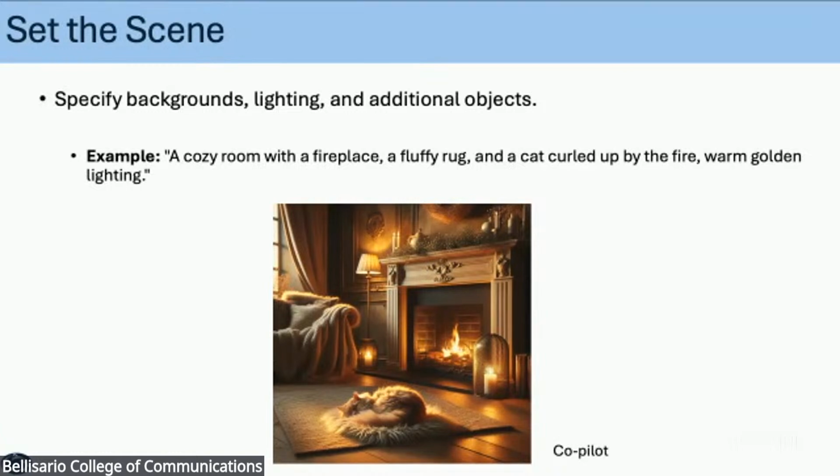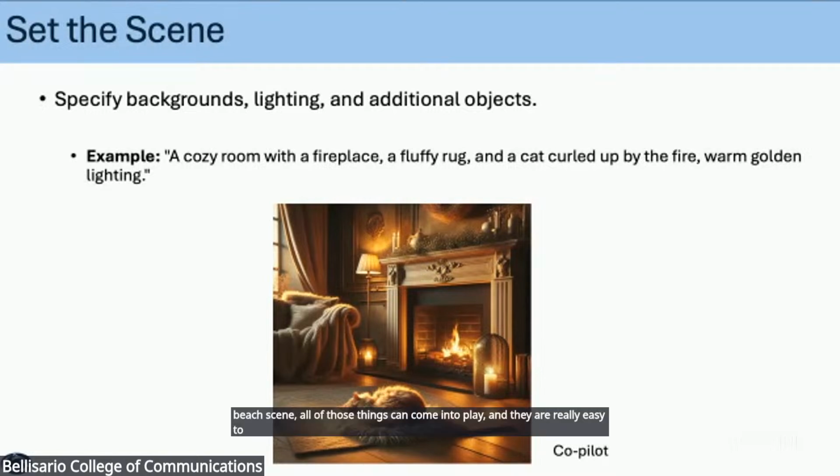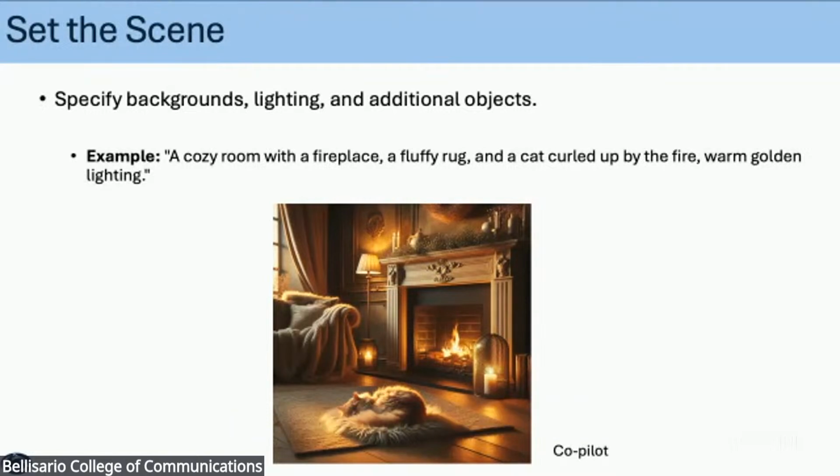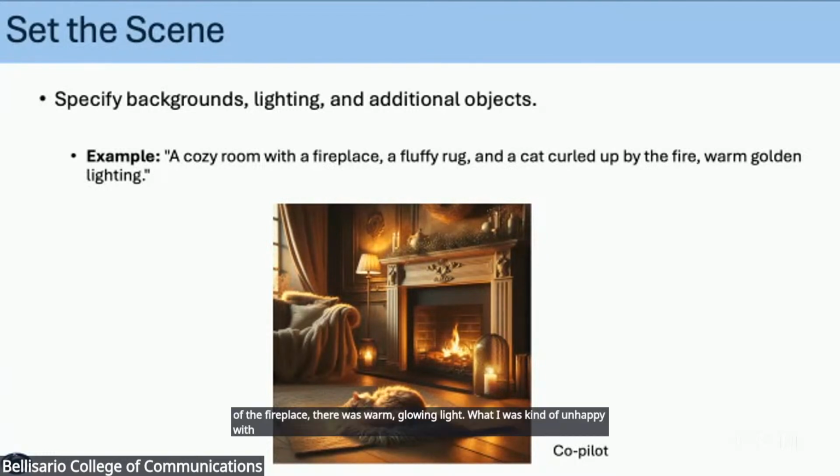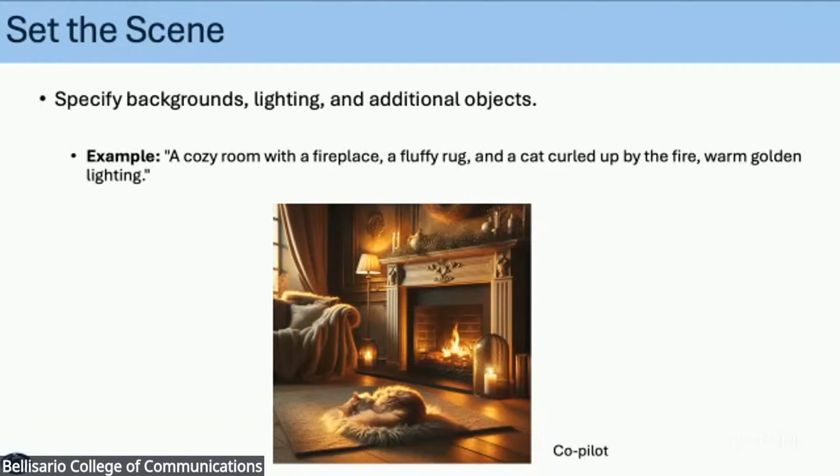So in this example, I ended up getting my cat sleeping in front of the fireplace. It was warm, glowing light. What I was kind of unhappy with is that the cat is on a circular, fluffy bed, which is good for the cat, but that wasn't what I asked for. I wanted a fluffy rug. So one option, if I like this image with the exception of that rug, is if I have the skills, I could take this into another program like Adobe Express or Adobe Photoshop, and I could fix that rug through another generative AI process, but that is for another day.